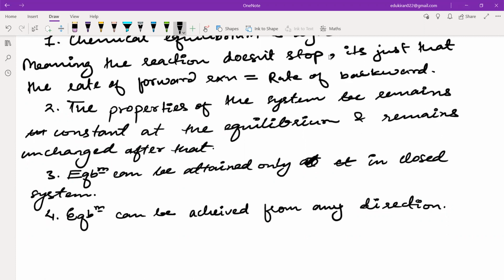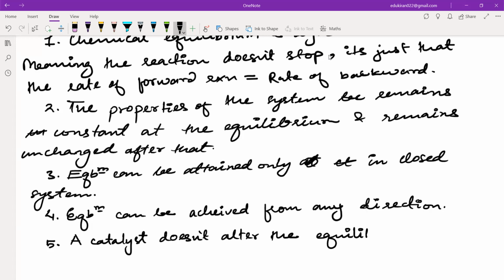Right, the next point, that is the fifth point, the last point of characteristics. The catalyst doesn't alter the equilibrium point. It doesn't alter the equilibrium point.